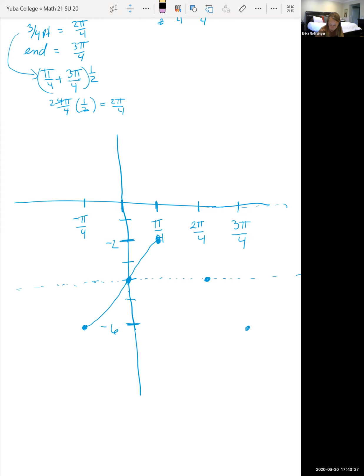And so here's what one period of the graph would look like. And then we can extend it in both directions. Could you repeat one more time why you started on that point you started at?